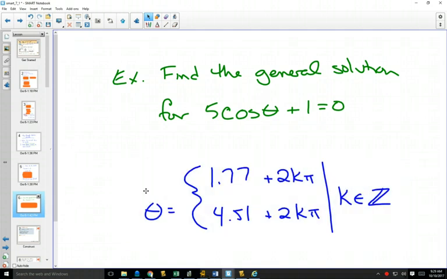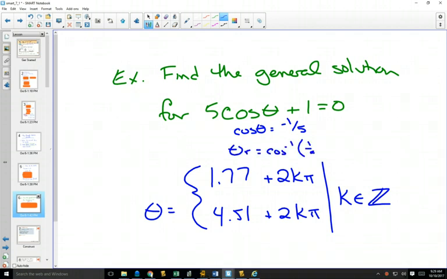Here are the answers. So what you would have needed to do is first get cos by itself, and you'd get negative 1/5. You would find your reference angle by doing cos inverse of positive 1/5. And that answer is equal to 1.37. Then using that reference angle, cos is negative in quadrant 2 and quadrant 3. So you get 1.77 and 4.51.